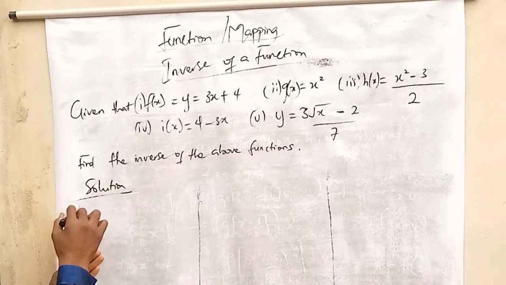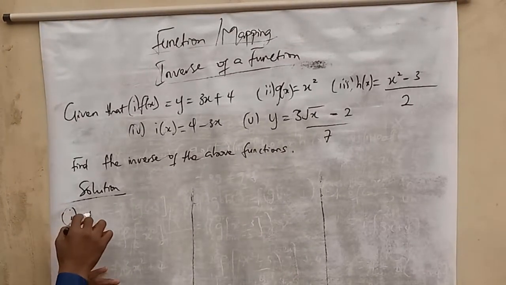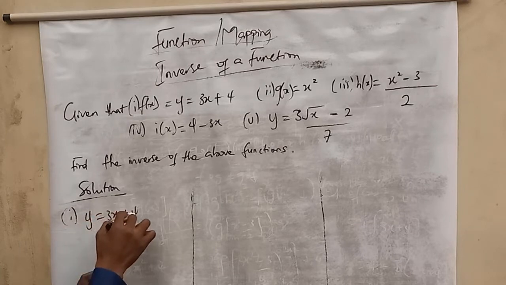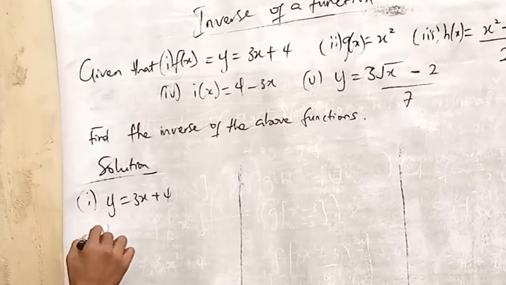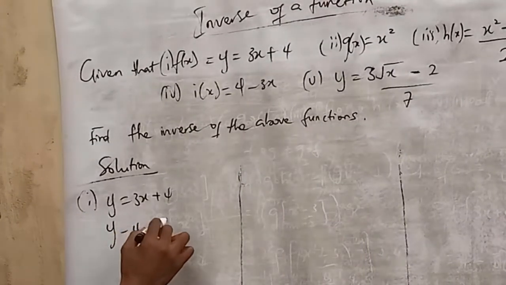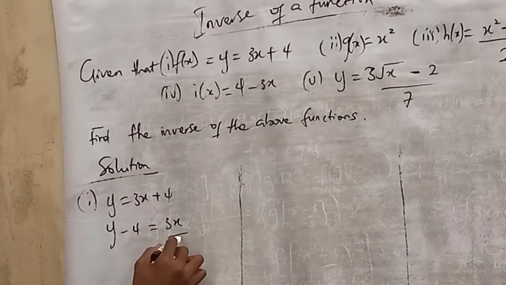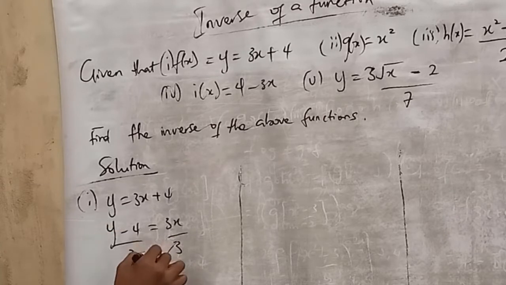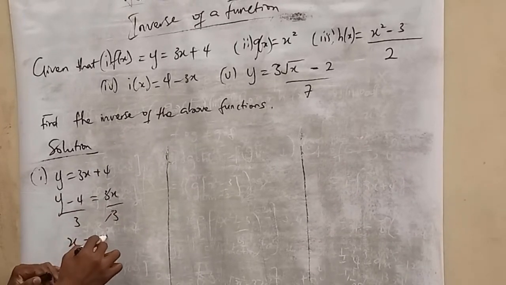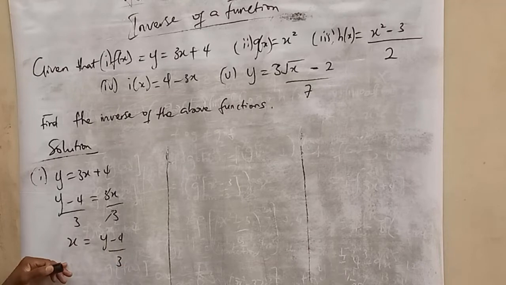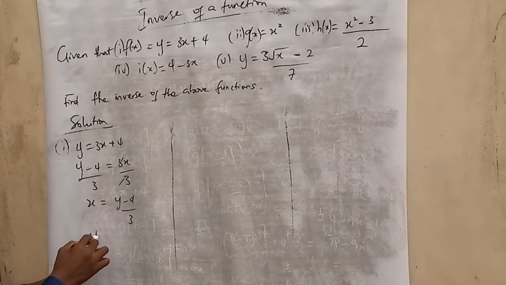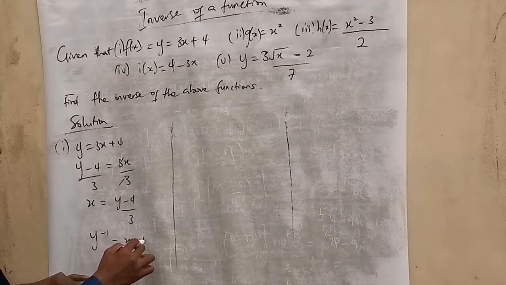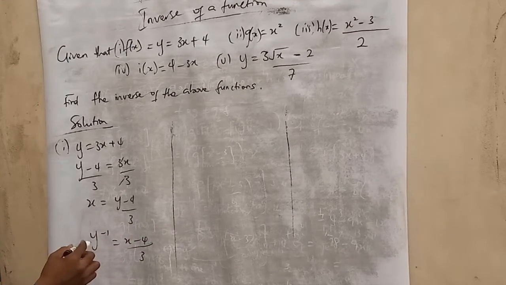How do we mean? For number one question, we have to find the inverse of this function. y equals 3x plus 4. What's the first thing? Make x the subject of the formula by saying y minus 4 equals 3x. Then divide both by 3 to have x equals y minus 4 over 3. Now, to find the inverse is simple. Pull your y outside, which becomes y inverse. Take your x inside, over 3. That's all.